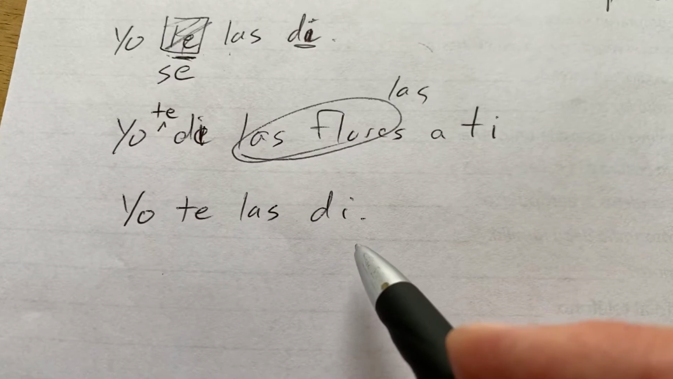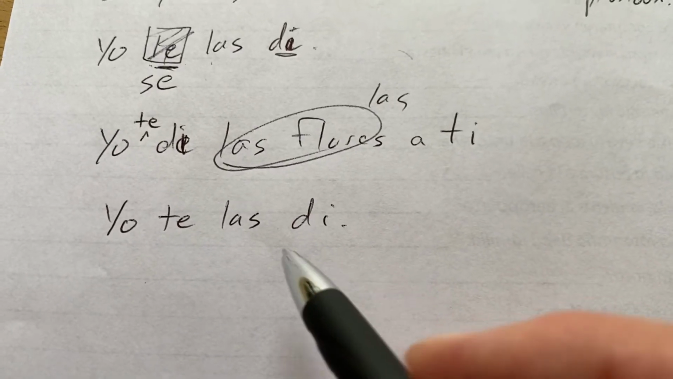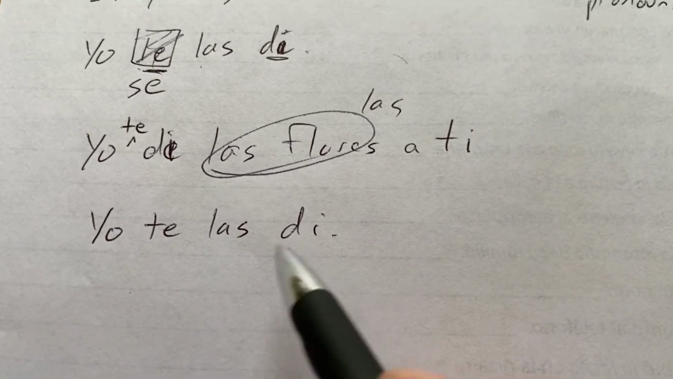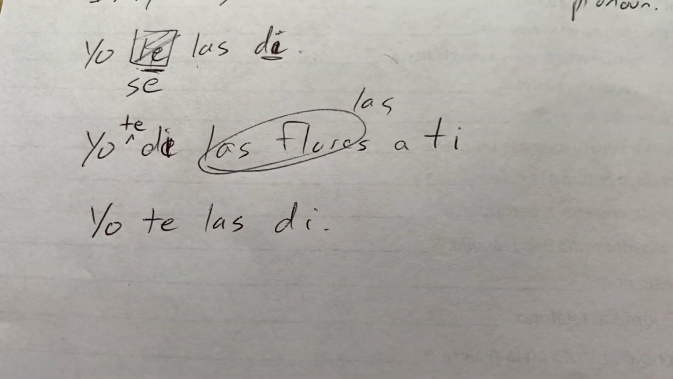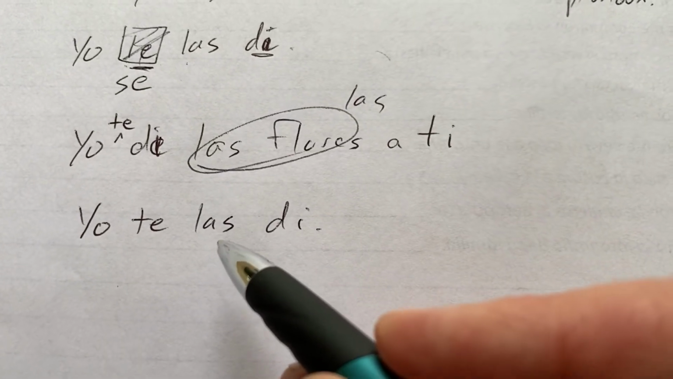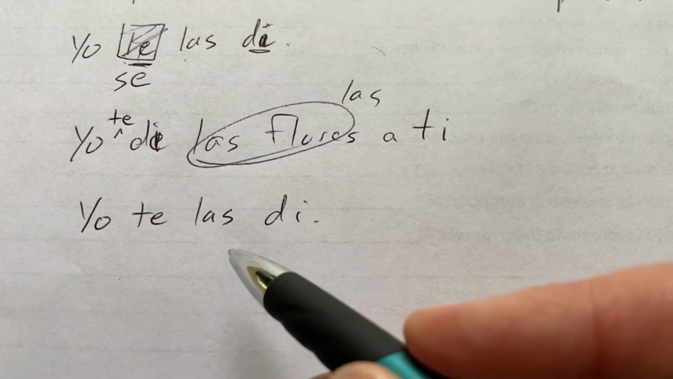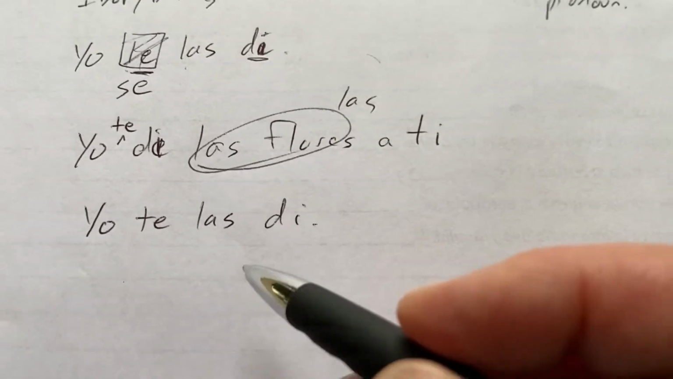Again, if you walk up to somebody in the street and go, hey, yo te las di, you're literally saying to that person, I gave them to you. Shoot, who knows what you're talking about if you just walk up to somebody like that, and they're going to look at you like, what did you give me? I don't know. Yeah, who knows?